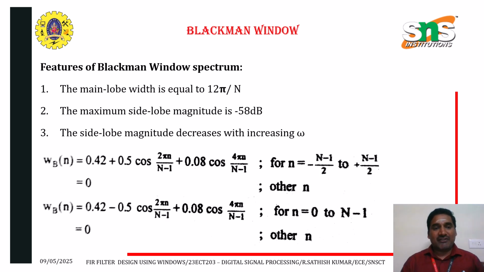Next one, Blackman window. Features are: the main lobe width is equal to 12 pi by N. The maximum side lobe magnitude is minus 58 dB. The side lobe magnitude decreases with increasing omega.